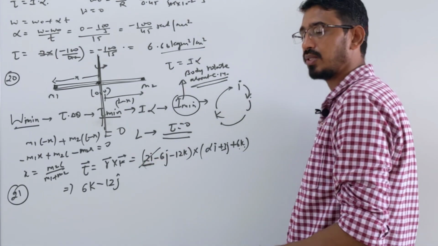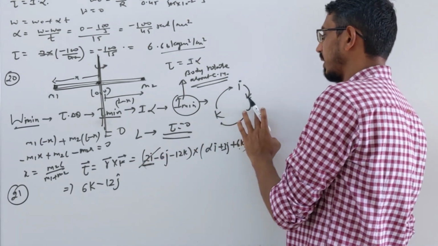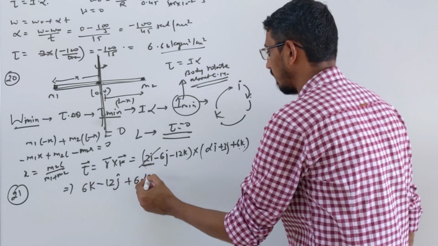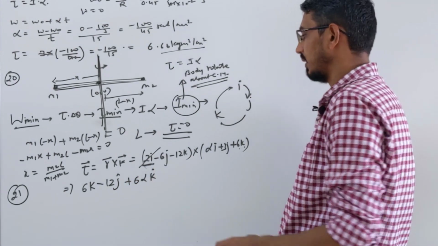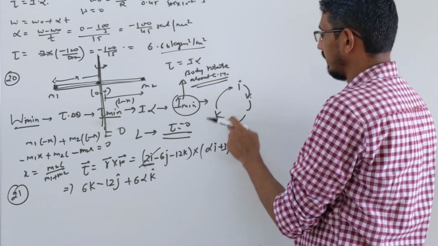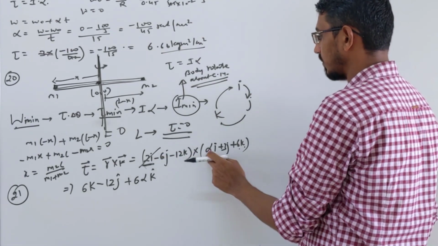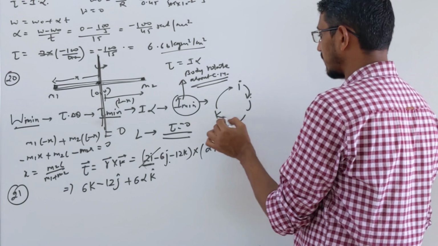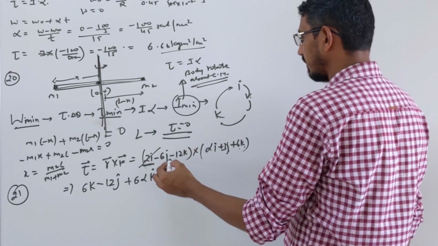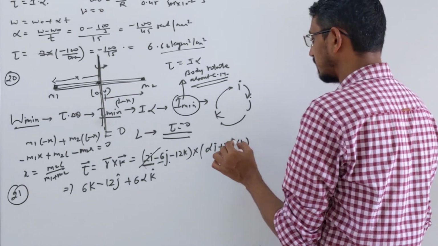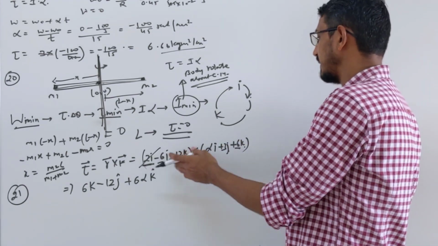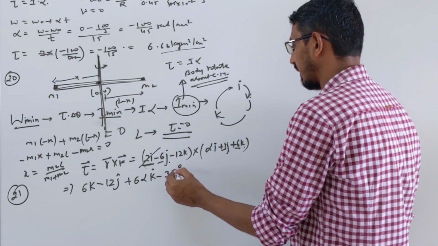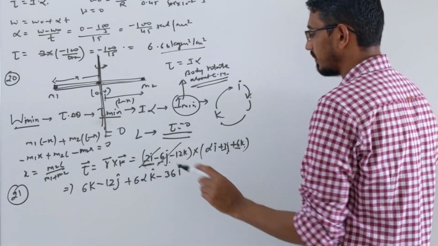This term is done. Now let's go to the next term. j cross i is minus k, and minus 6 is already there, so it becomes plus 6 alpha k. Then j cross j becomes 0. j cross k is i, and with minus 6 and 6 we get 36, so minus 36i. This vector is also done.